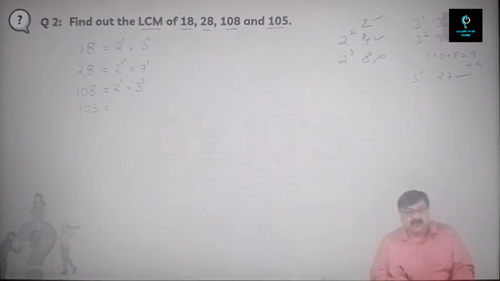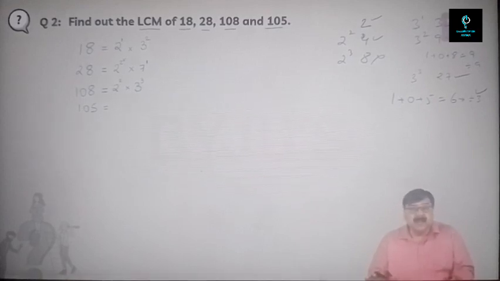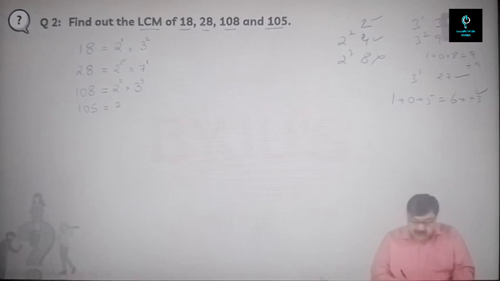Divisible by 2? The first prime number? No. Divisible by 3? Yes. Because 1 plus 0 plus 5 equals 6, which is divisible by 3. Then is it divisible by 3 power 2, that is 9? No. Because 1 plus 0 plus 5 is 6, which is not divisible by 9. So there is only one power of 3 here.